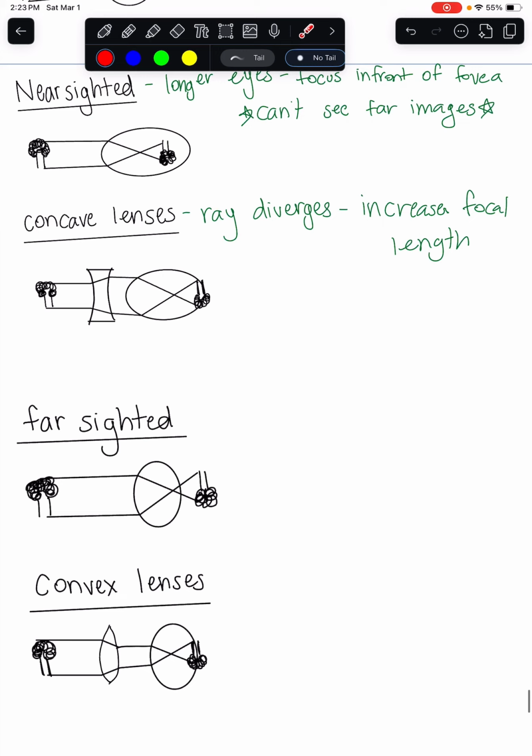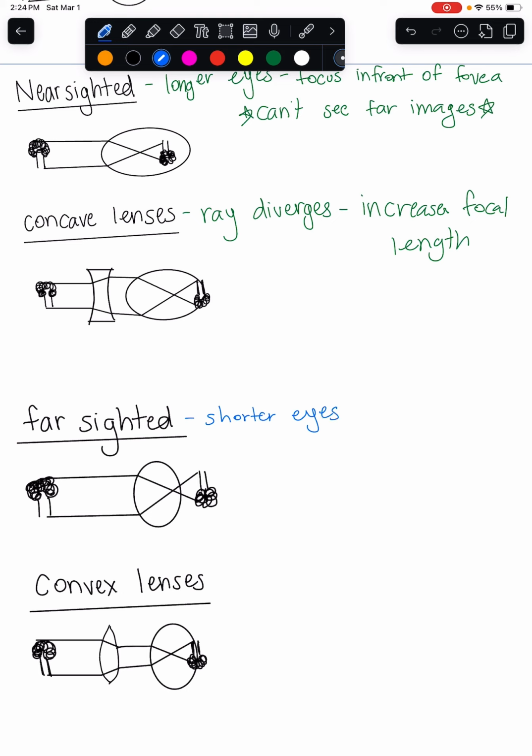All right, the next one is about people that are farsighted that have the opposite issue. So their eyes might be shaped a little bit more like this. They're kind of like skinnier eyes. So we're going to say that they have shorter eyes. Farsighted people tend to have shorter eyes.